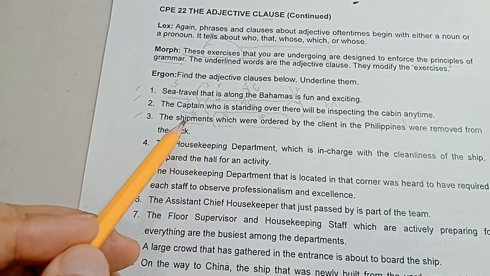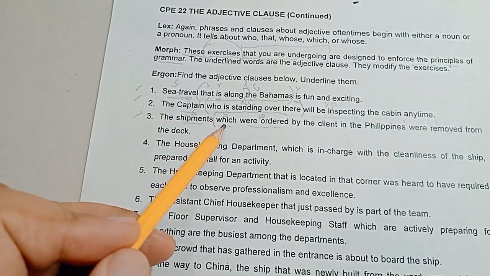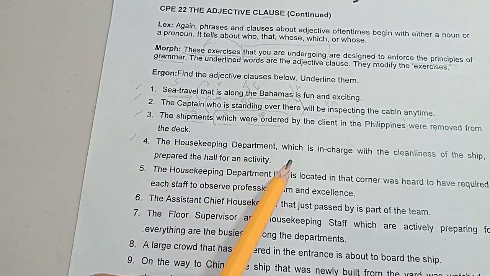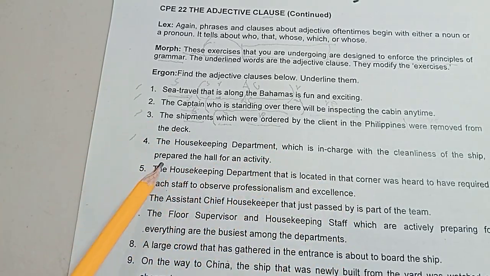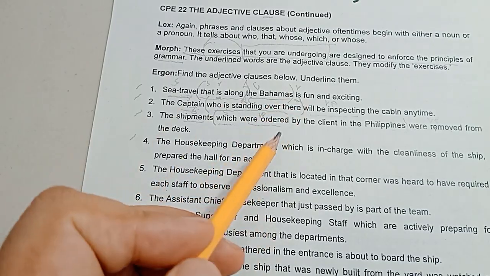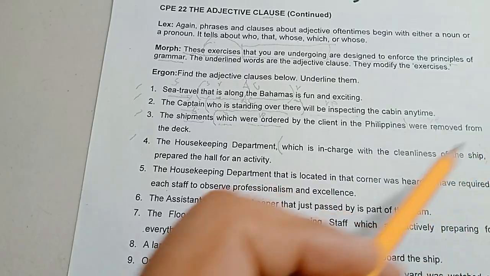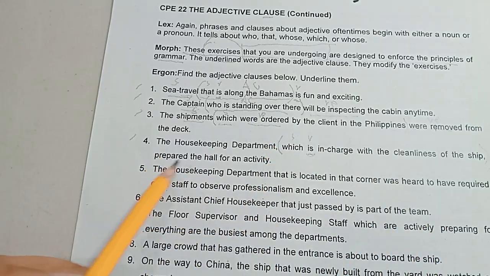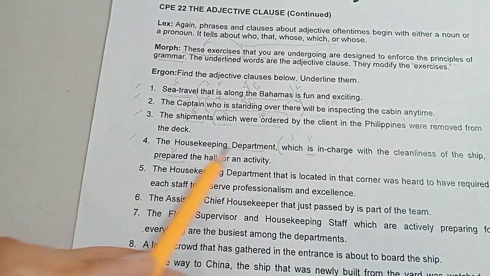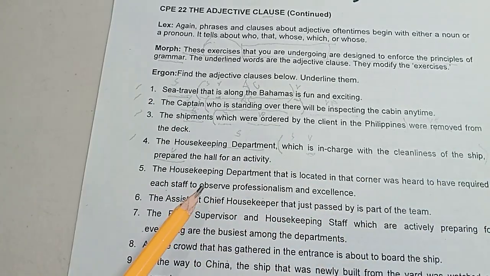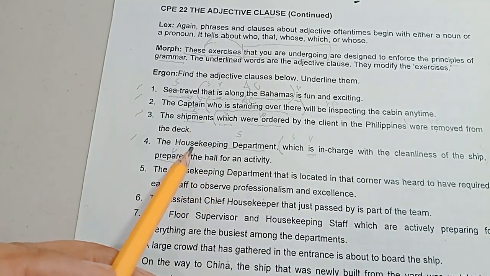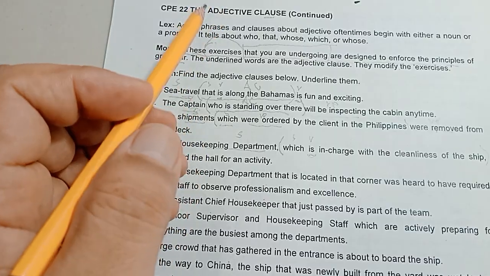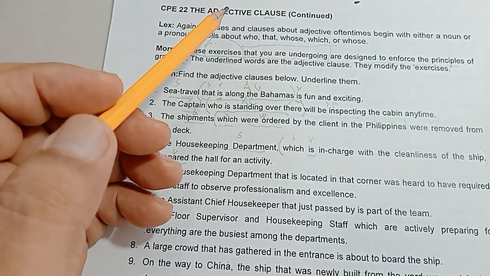But they are called adjective clauses. Why? Because they modify a noun. All right, which, who, that. Number 4, the housekeeping department, which is in charge of the cleanliness of the ship, prepares the half of an activity. It's very obvious that we have here the adjective clause, the verb and the subject. Here you have the verb and the subject, modifying the housekeeping department.